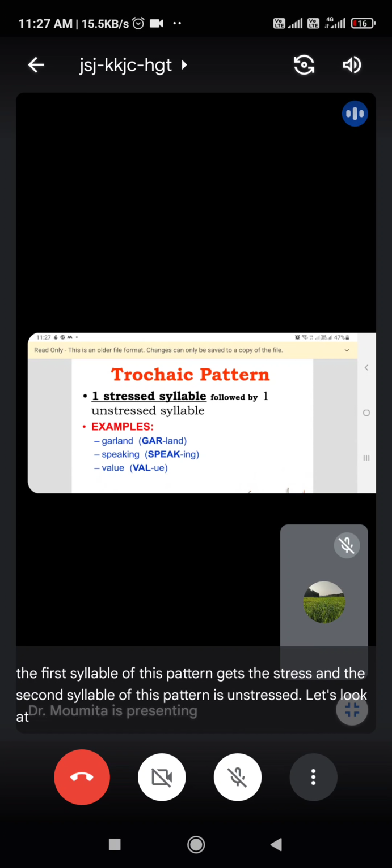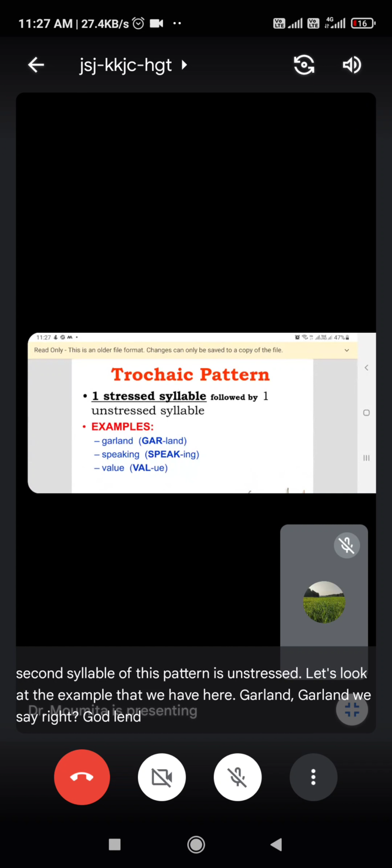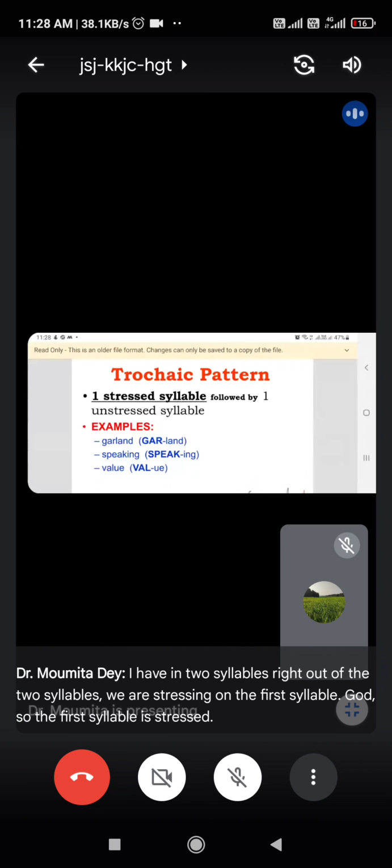Let's look at the example that we have here. Garland. Garland, we say, right? Okay, so this word garland is also having two syllables, right? Out of the two syllables, we are stressing on the first syllable, gar. So the first syllable is stressed, the second syllable remains unstressed.